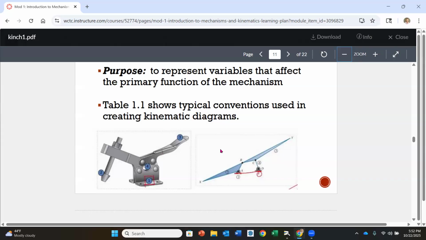So as we look from left to right here, this is a toggle clamp on the left-hand side. This handle is going to rotate up and down, or oscillate, if you would, up and down. You would manually with your hand pull this up and then push it back down.